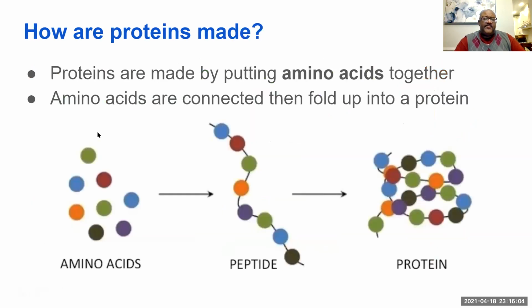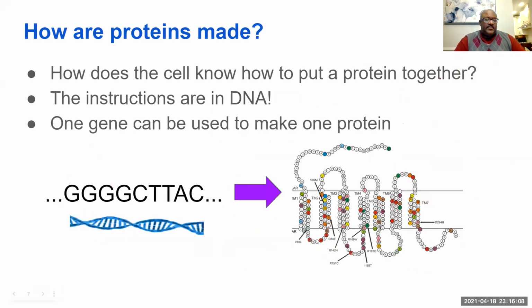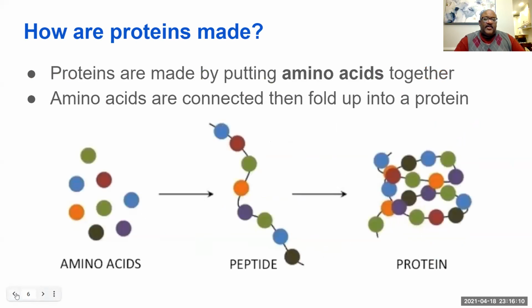How are proteins made? Proteins are made by putting amino acids together, by putting strings of amino acids together, and the place where it happens is the ribosome. I'll show you next class a picture of a cell, and you can actually see the ribosomes.